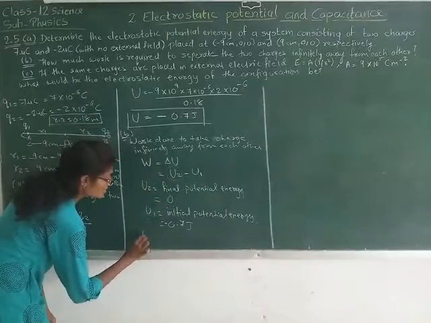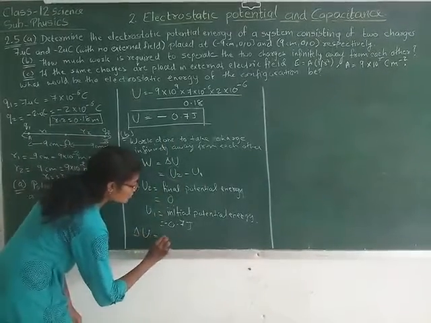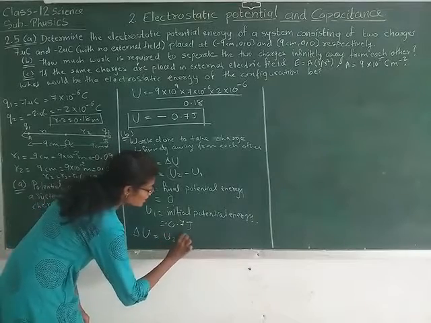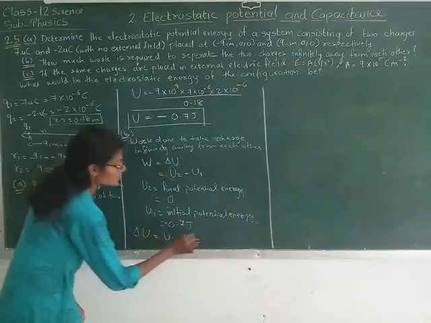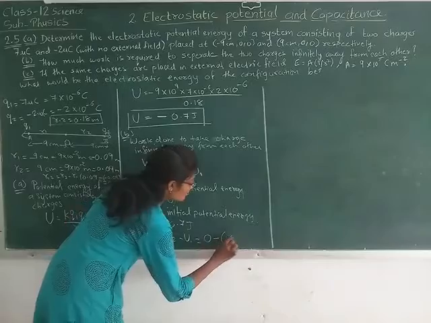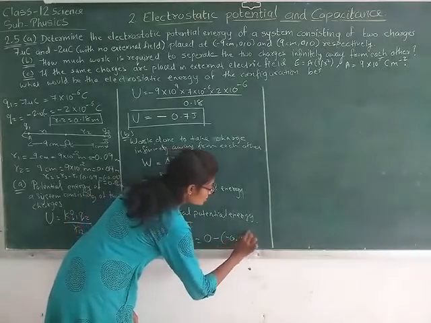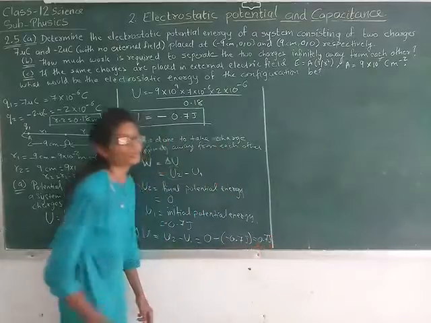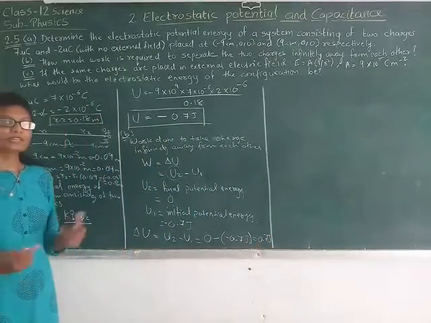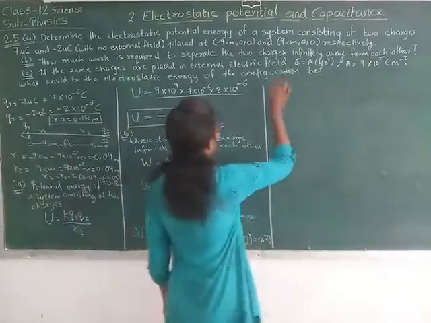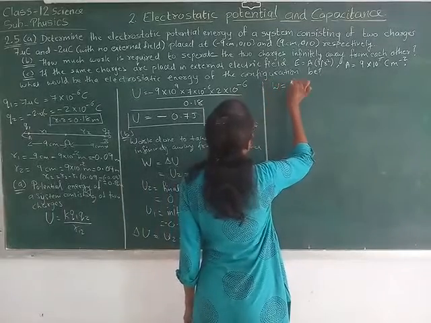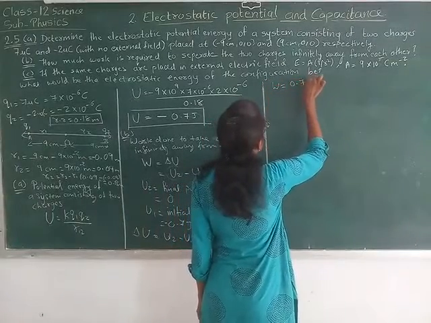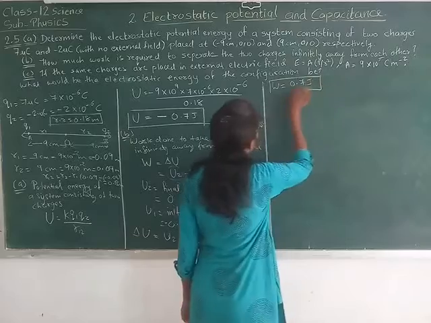Now what is the difference? Delta U is U2 minus U1, that is 0 minus (minus 0.7 joule), which is nothing but 0.7 joule, right? So to separate the two charges, the work done is plus 0.7 joule.